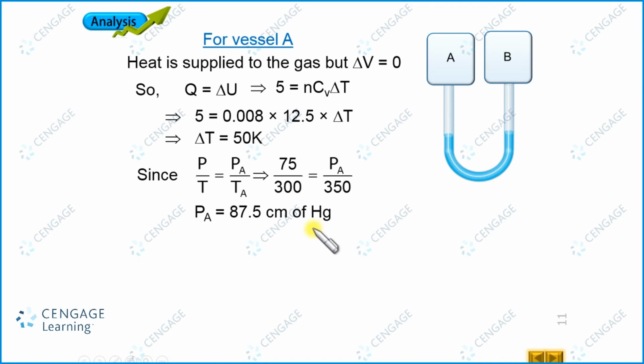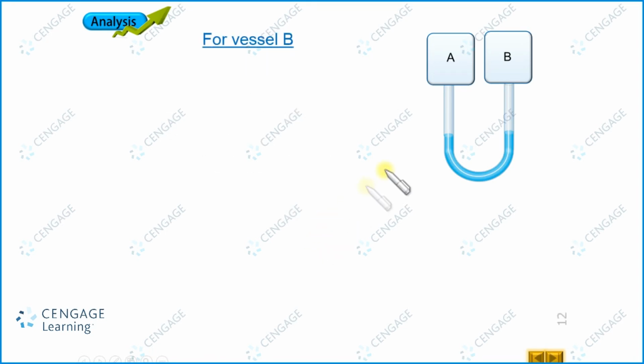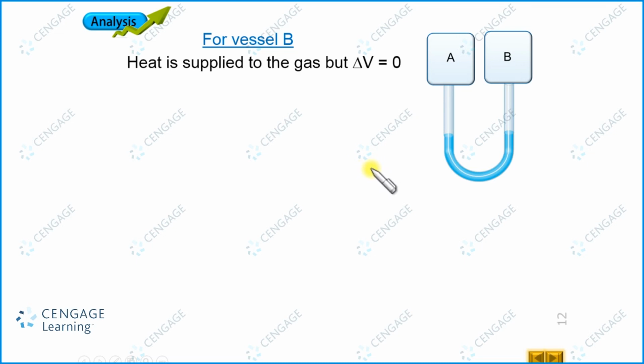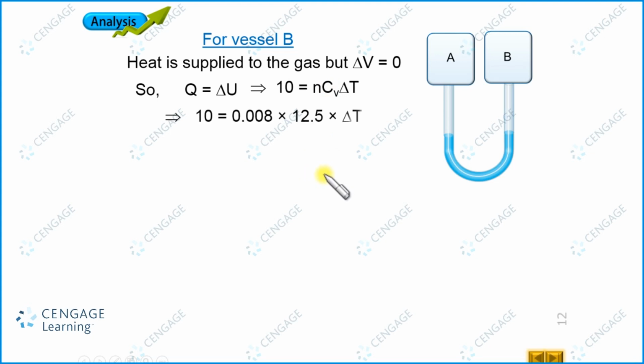Now let us move to vessel B, which is also a rigid container, so delta V equal to 0. Q equal to delta U, because W equals 0 in the first law of thermodynamics, and here we have supplied 10 joule. So we can write 10 equal to n CV delta T, with n equal to 0.008 and CV 12.5. Substituting, we get delta T equal to 100 Kelvin. Temperature will increase. Initial temperature was 300, so the final temperature is 400.